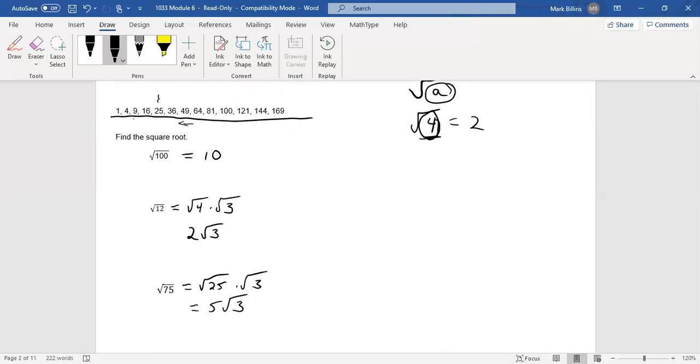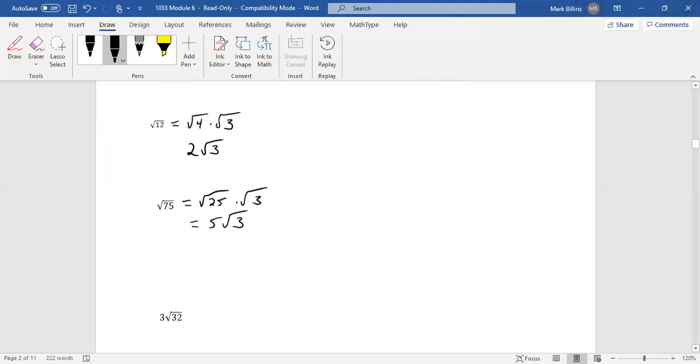If you don't use this approach, this can get you in trouble because there's actually 2 perfect squares that divide evenly into 32, 16 and 4. So if you chose 4, then you wouldn't have broken down the radical into its simplest form. So 16 goes into 32.